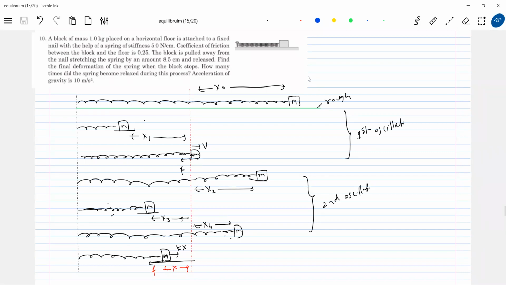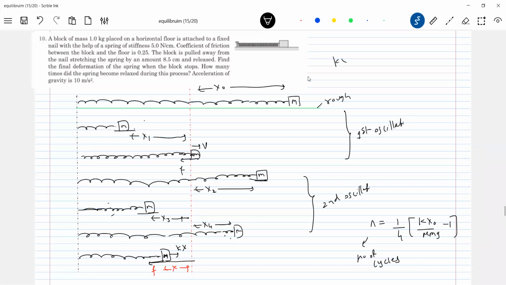So the number of oscillations, the formula. Actually, if you solve this for n oscillations, finally you'll end up with this. This is the number of cycles. Actually, you have to do this one. So how to calculate the total distance moved? Can we calculate this total distance moved?